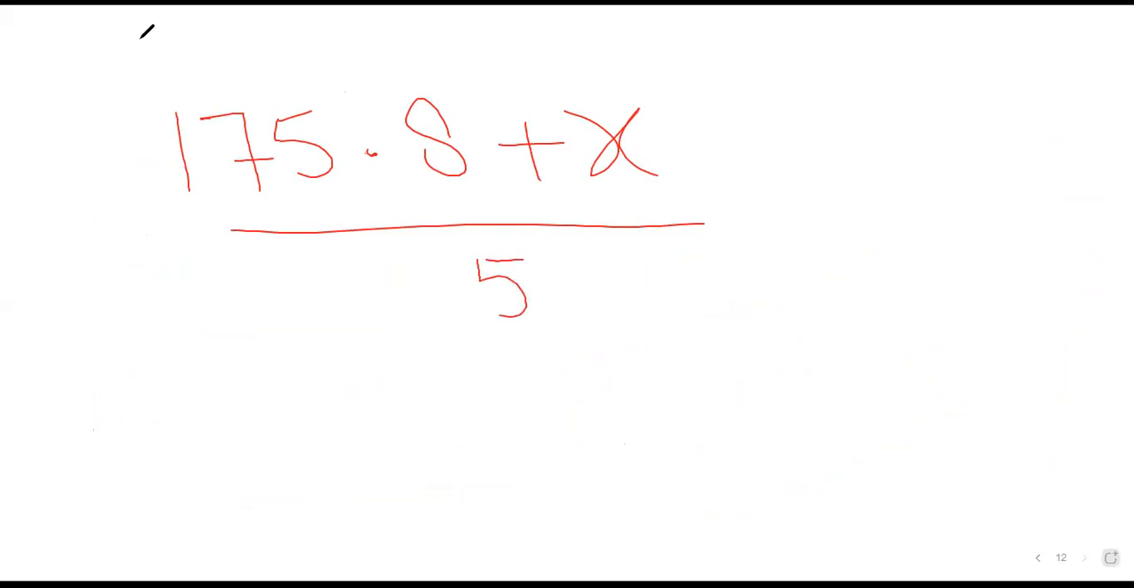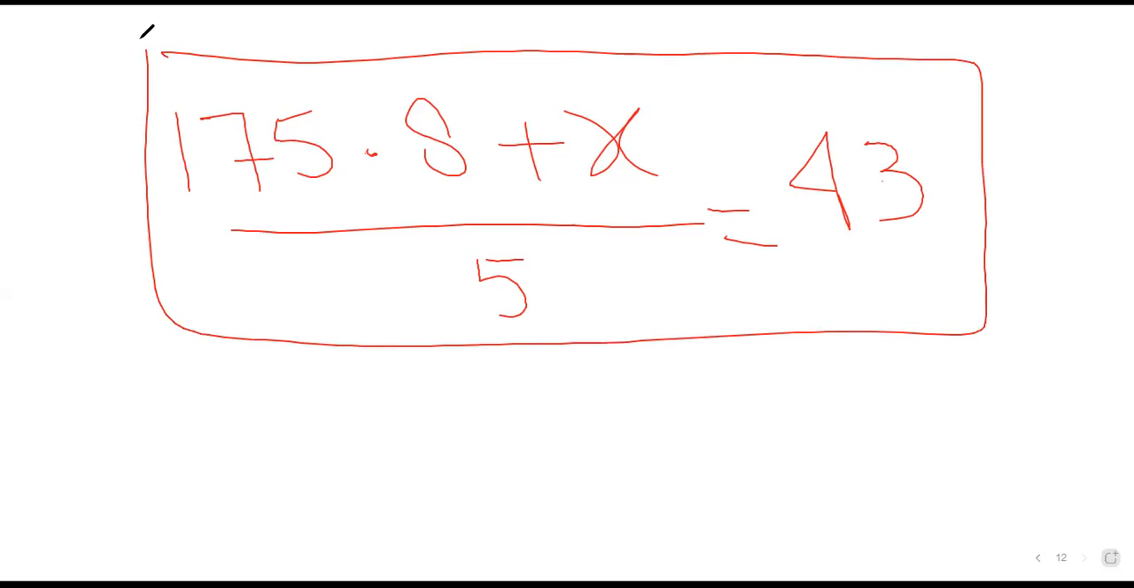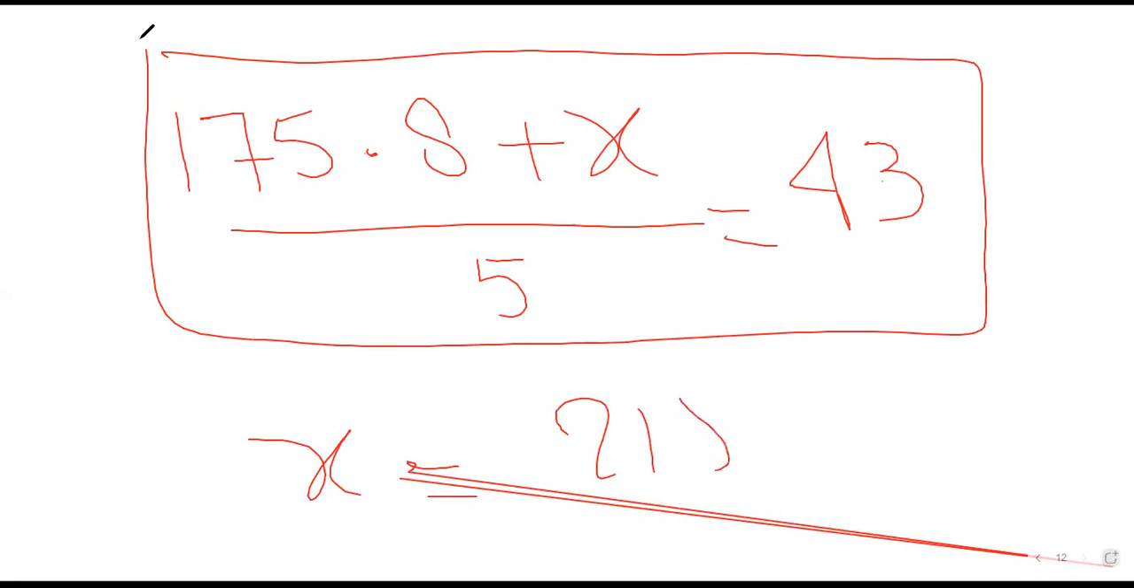Please solve this one. 175.8 plus this X over 5 is equal to 43. So solve this: 43 times 5 is 215, and then 175.8 is subtracted from 215. So what is the answer now? Answer of this.